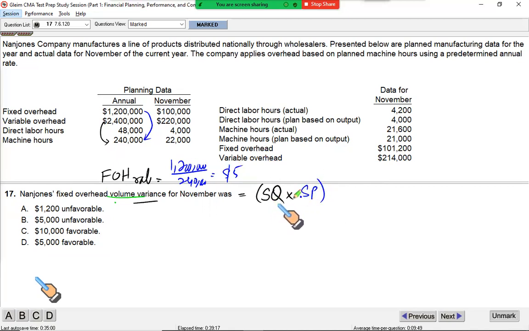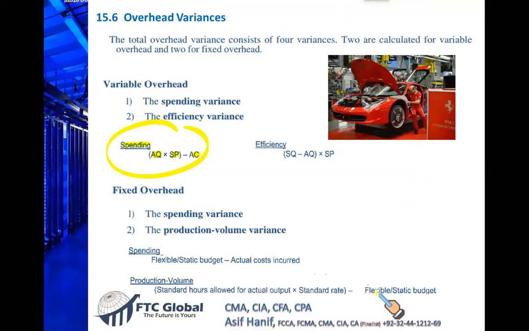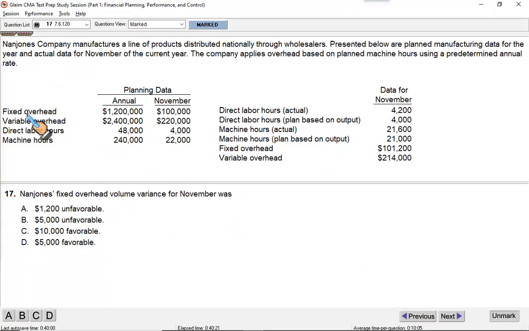Standard quantity allowed for actual output multiplied by the standard price minus fixed overhead flexed. Fixed overhead budget or fixed overhead flex. Let me show you the formula so that you don't mess things up. This is it. Fixed overhead flexed. Flexible. I will explain what it means. Our annual plan for fixed overhead was 1.2 million. Fixed cost for the whole year was explained to be 1.2 million. Since we are talking only for the month of November, fixed cost can only be divided on a monthly basis. So dividing 1.2 million by 12 gives you $100,000, which means the flex budget for November is 100,000.